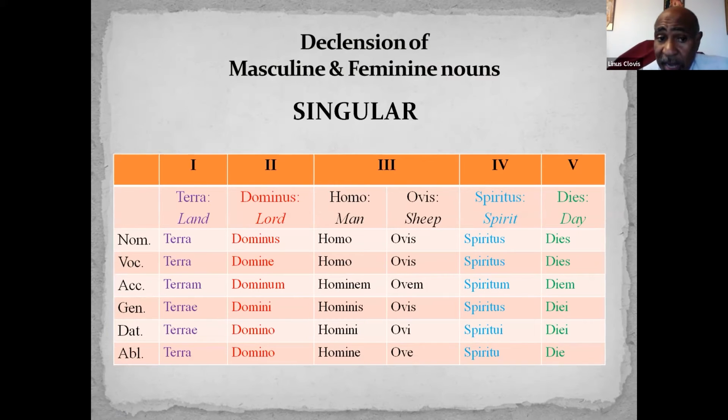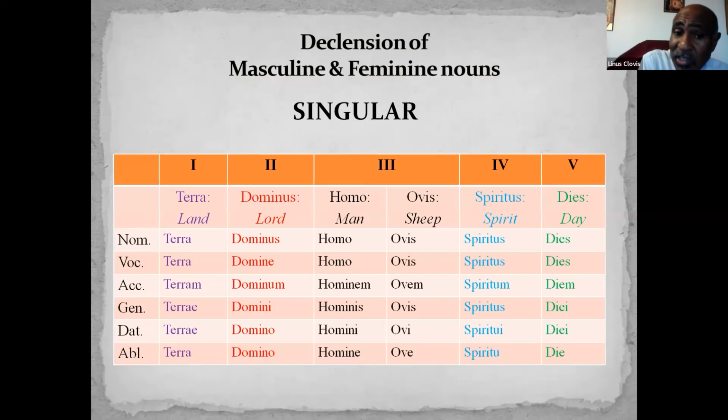In the first declension, we have terra. The nouns here are generally feminine. They're going to take the form of terra. So it's terra, terra, terram, terrae, terrae, terra. We've done that already so many times. That's all we need in the singular.